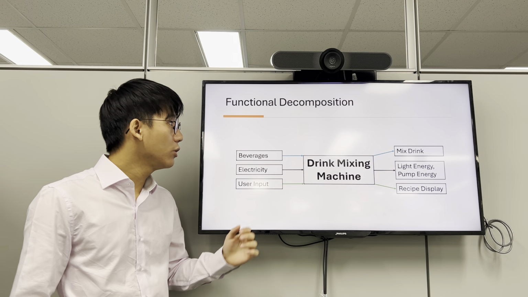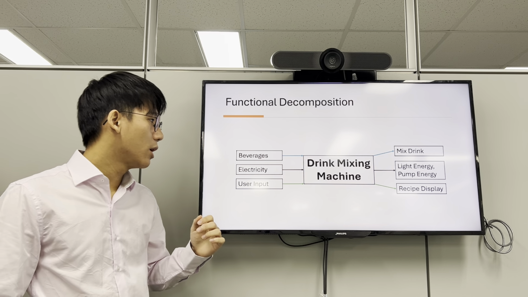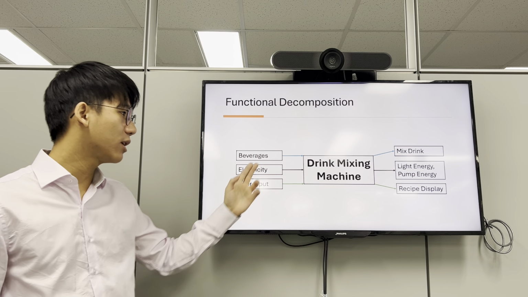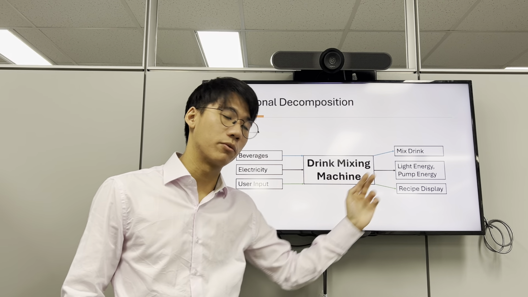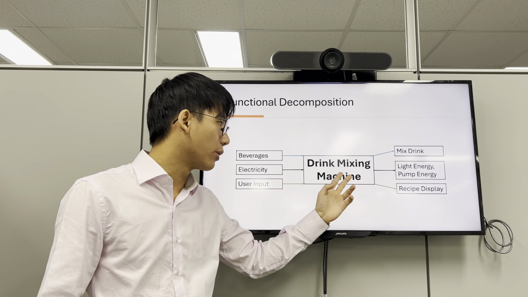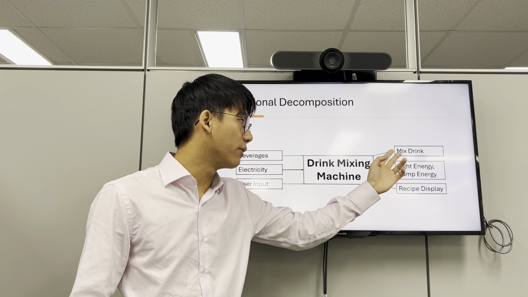For the functional decomposition, our main product is the drink mixing machine, and we have 3 different inputs, and it comes up with 3 different results. First is the beverages. They plug into our drink mixing machine and come out as a mixed drink.